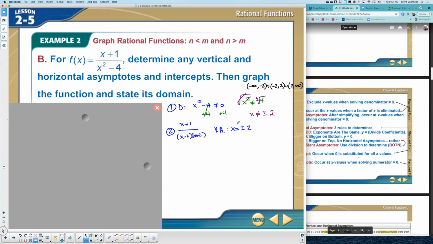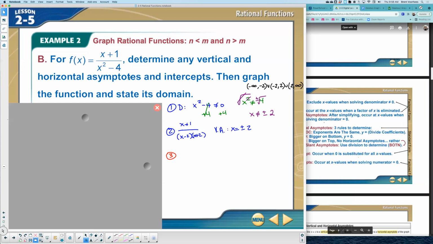Remember, these answers are exactly opposite. That means it's a break in the domain. This is telling you what fills that space. It's a vertical asymptote. Step 3. Oops, let me go to red. Step 3.